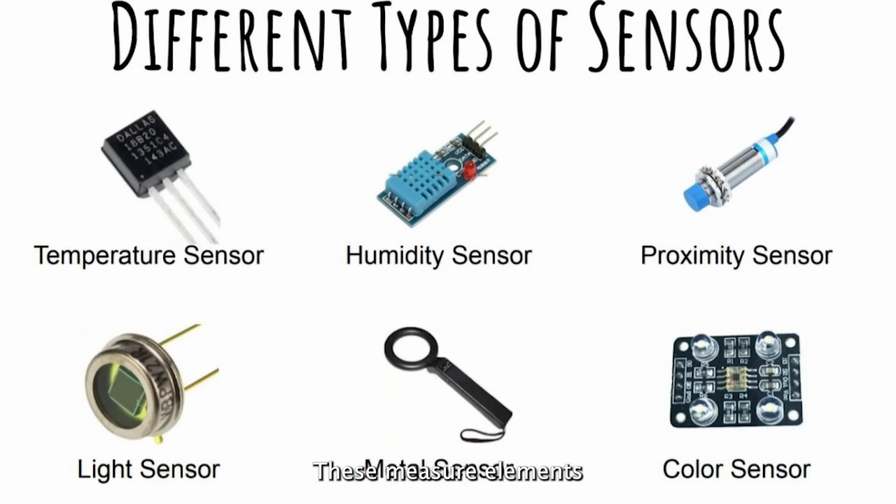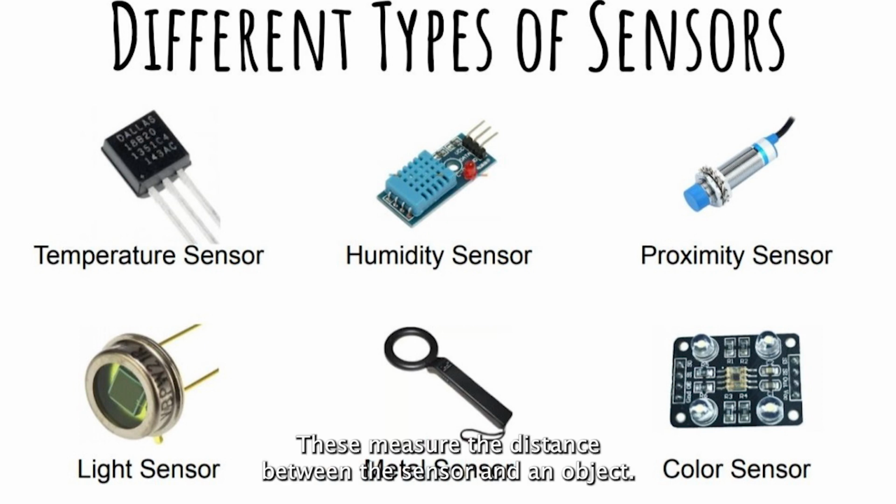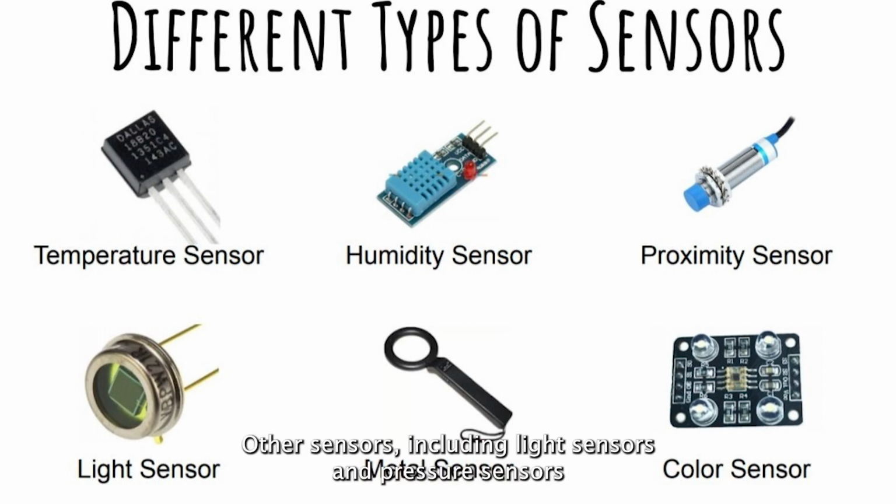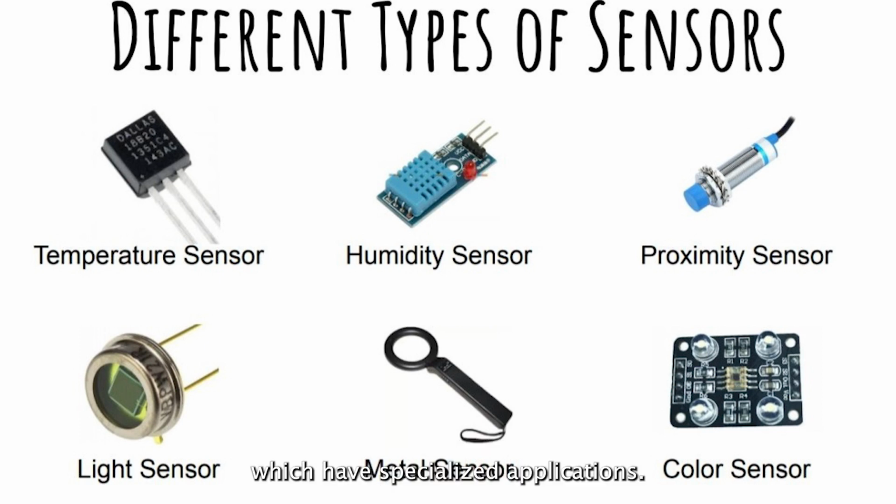Environmental sensors measure elements such as temperature, air quality, and water quality. Motion sensors detect movement and orientation. Proximity sensors measure the distance between the sensor and an object. Other sensors, including light sensors and pressure sensors, have specialized applications.